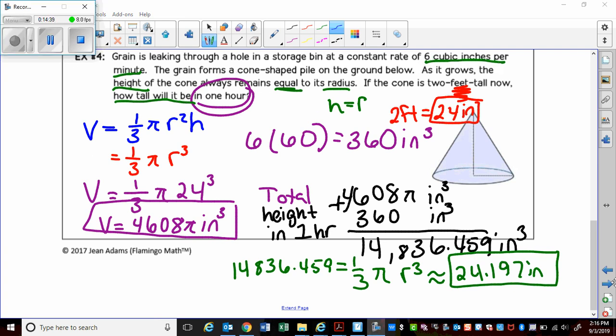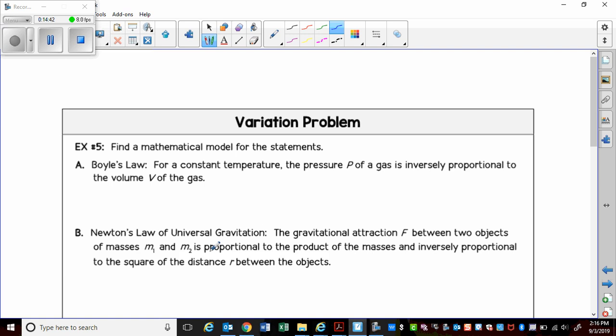All right, I'm just going to try one more problem. Let's try this one. It says find a mathematical model for the statements. Boyle's law for a constant temperature: the pressure of a gas, so P, is inversely proportional to the volume of the gas. So my pressure equals, inversely proportional to the volume, so then we're going to have a K. K is my constant.